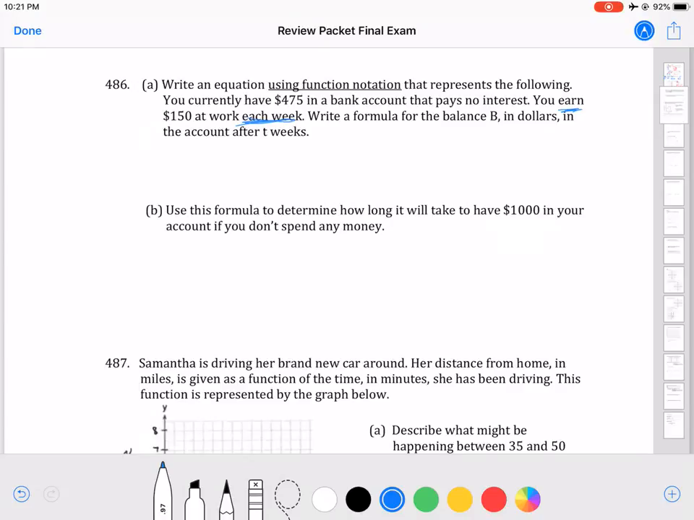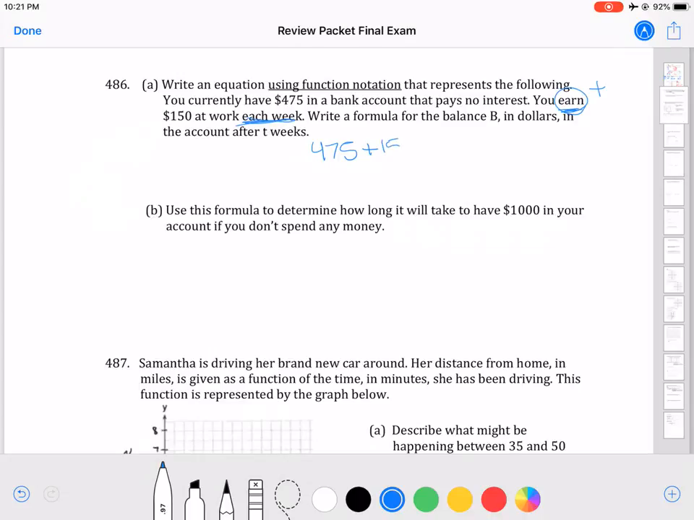It says write a formula for the balance B in dollars in the account after T weeks. So we're going to talk about using that function notation at the end. For now, I just want to write out the numbers and this situation that we've got going on. So we're starting with $475 in the account, and then we are earning money. Earning is adding money to that already $475 that we have.